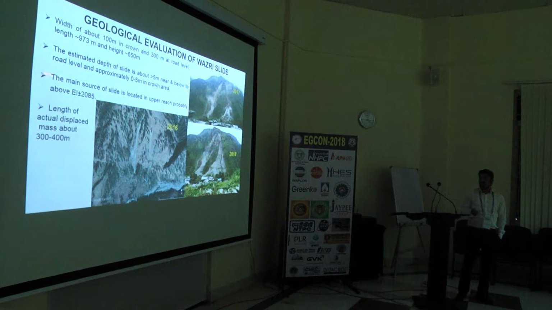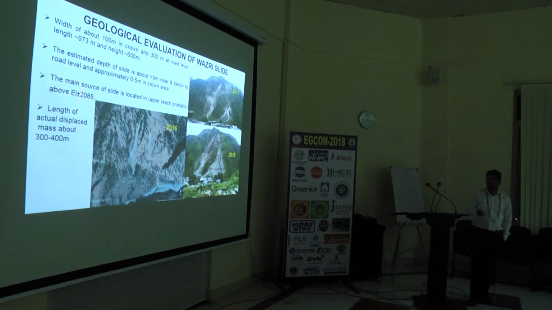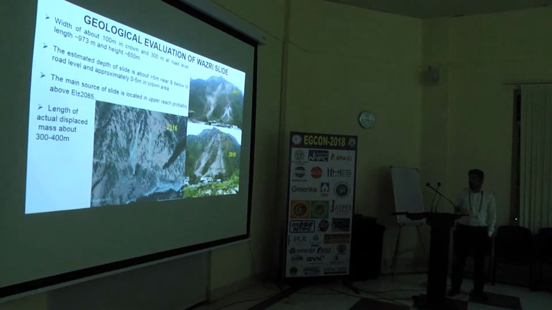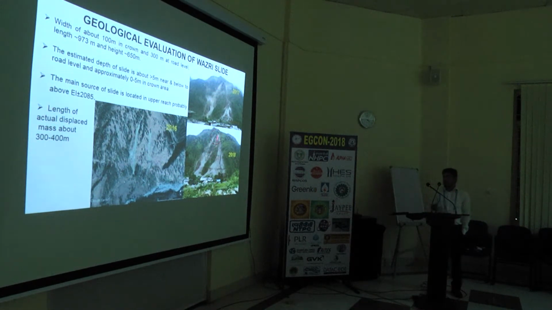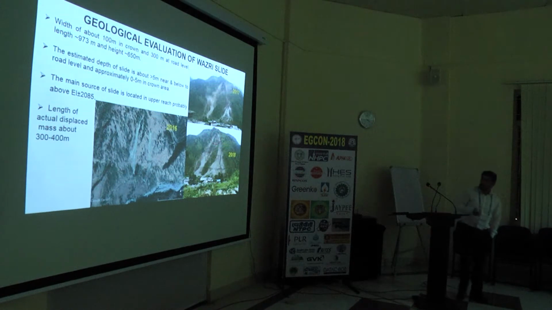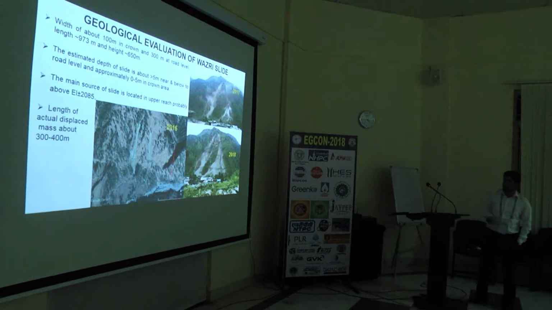Basically this is the source area. The source area is located above EL 2085, and the affected zone, meaning the disturbed zone, is about 300 to 400 meter, not all of this area. Basically here there is a disturbance, and you can see it in the photographs.